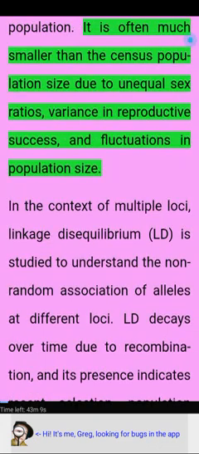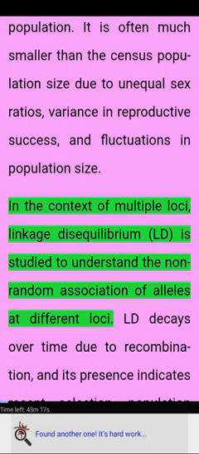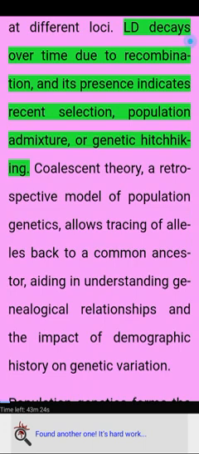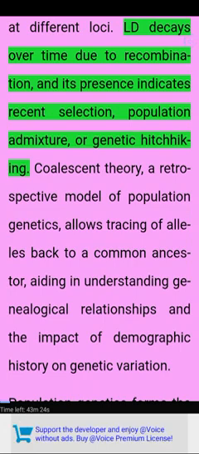It is often much smaller than the census population size due to unequal sex ratios, variance in reproductive success, and fluctuations in population size. In the context of multiple loci, linkage disequilibrium (LD) is studied to understand the non-random association of alleles at different loci. LD decays over time due to recombination, and its presence indicates recent selection, population admixture, or genetic hitchhiking.